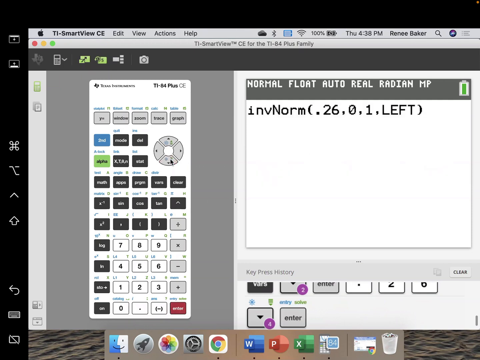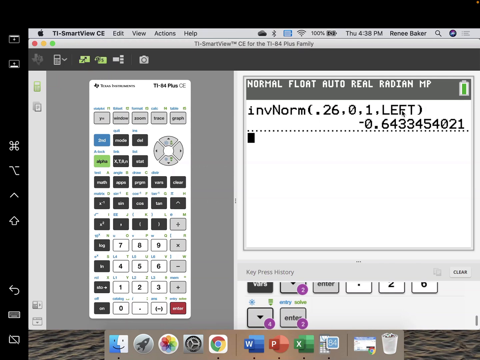If, when you hit inverse norm, this comes up on your calculator that you just have the open parentheses, then you'll put the 0.26, comma, 0, comma, 1. You will not need this left part because if you have an older calculator, that's not even embedded into the function. And I get negative 0.64.